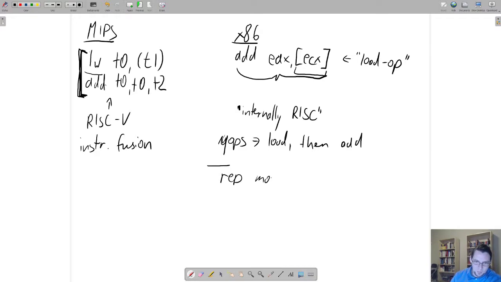Like, let's say rep movsd, which is like this implicit loop thing. I'm not actually sure if it's a while or a do loop, but I believe it does effectively this: while ECX is not 0.